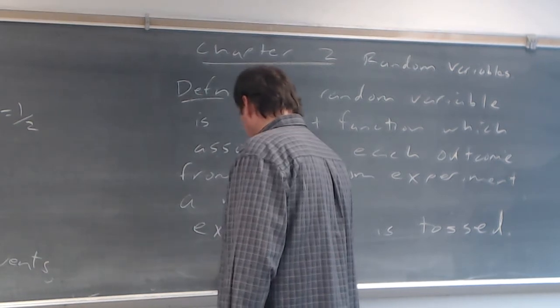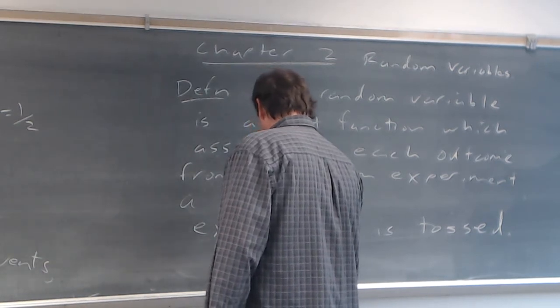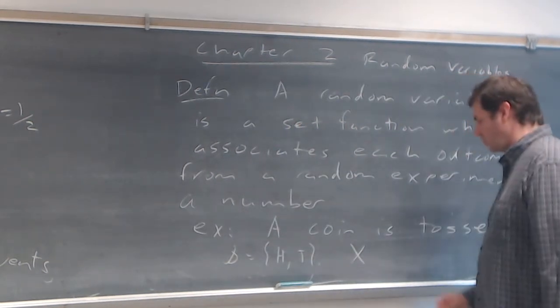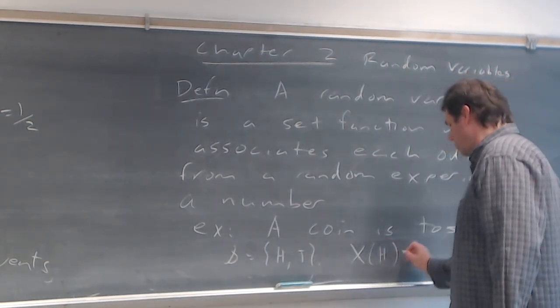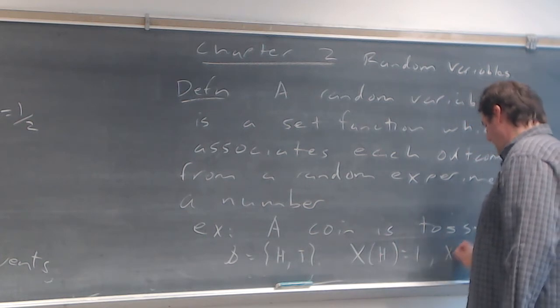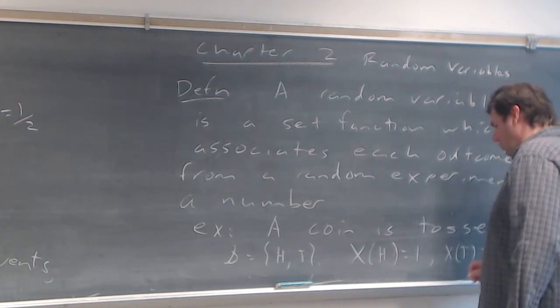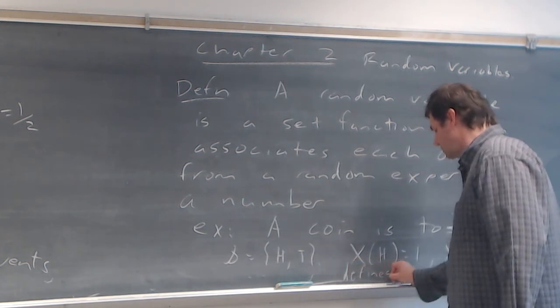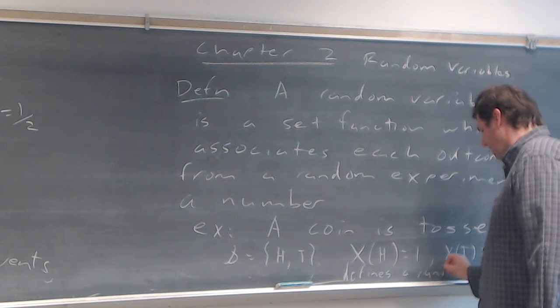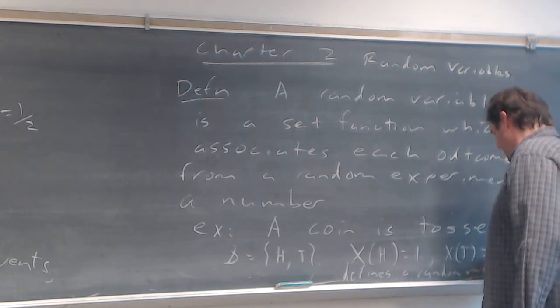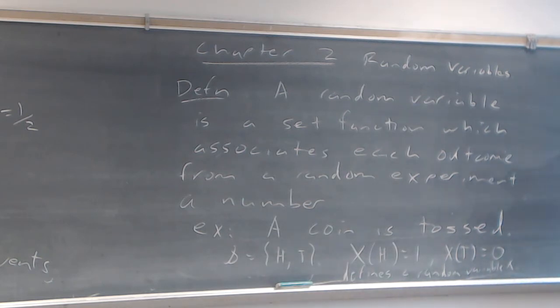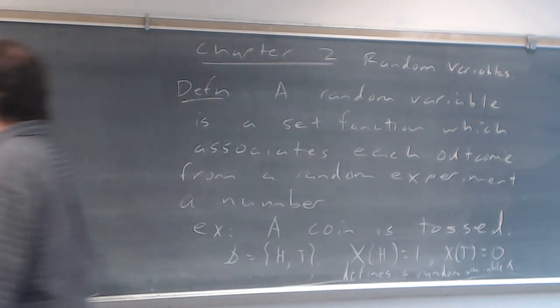And so our sample space, our outcomes, are heads, tails. And so what we'll do is we'll define the random variable. So X of H being equal to 1 and X of T being equal to 0 defines a random variable X. That's a random variable. We'll do one more example.